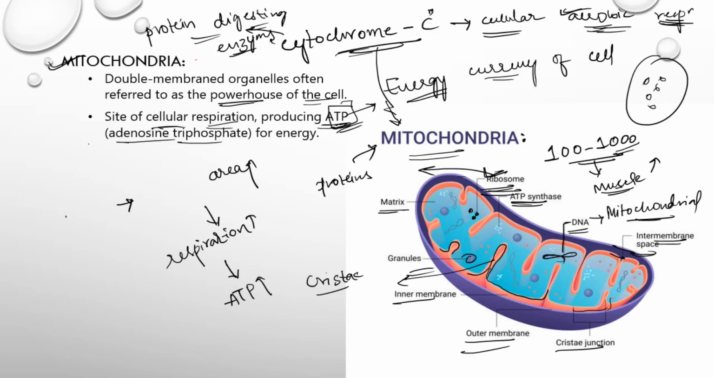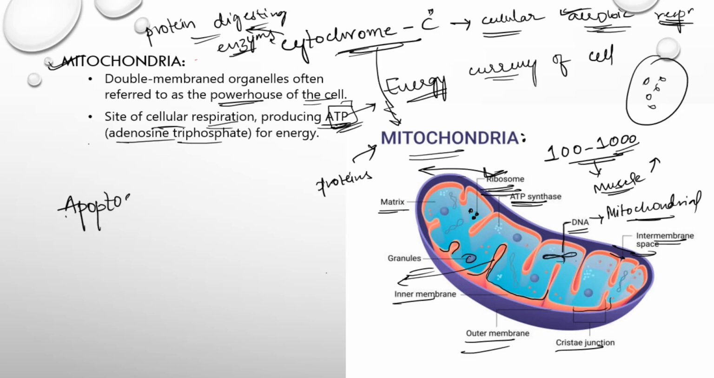Now another function of mitochondria. Up to now you are clear, right? Another function of mitochondria: in the mitochondrial matrix, there exist some chemicals which are responsible for apoptosis. What do you mean by apoptosis? Apoptosis means the self-killing of the cell, you can say the suicide of the cell. So apoptosis is facilitated by chemical substances which are present in the mitochondrial matrix.